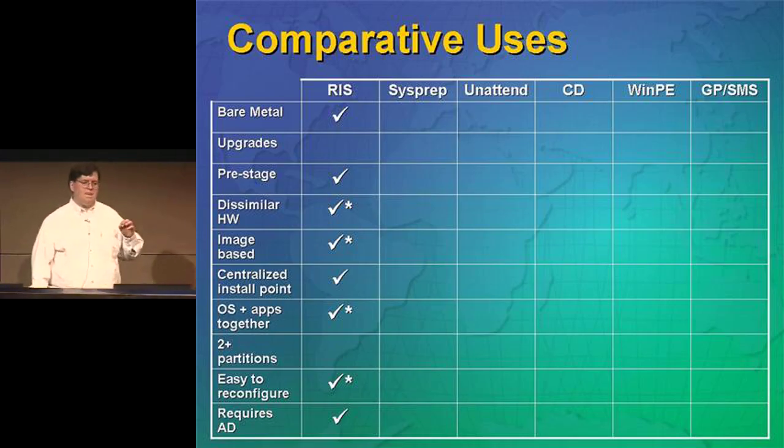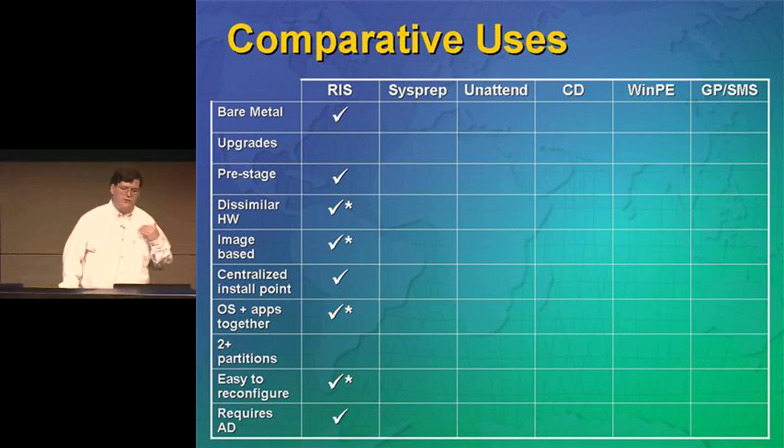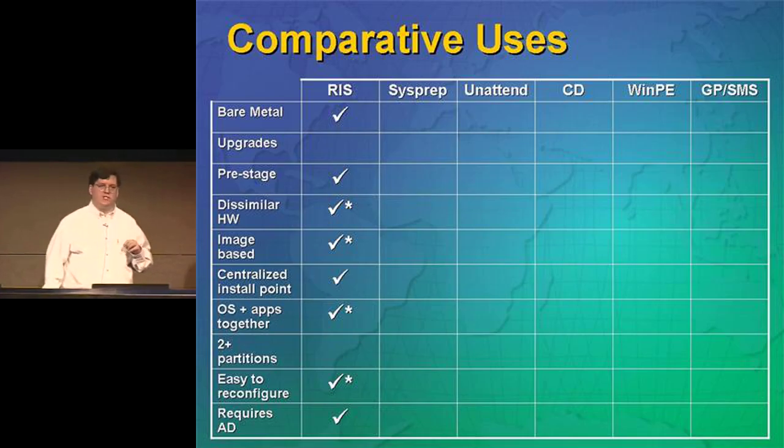Two partitions. Again, you can do this afterwards and it can work, but I didn't feel it was fair to check it here because it's an exceeding challenge to try and get more than one partition working on a RIS server. On the clients that it deploys, actually.